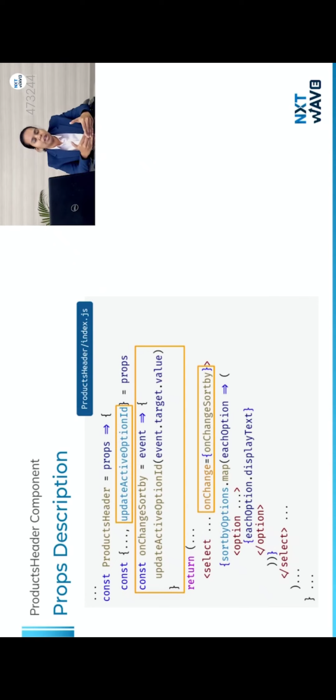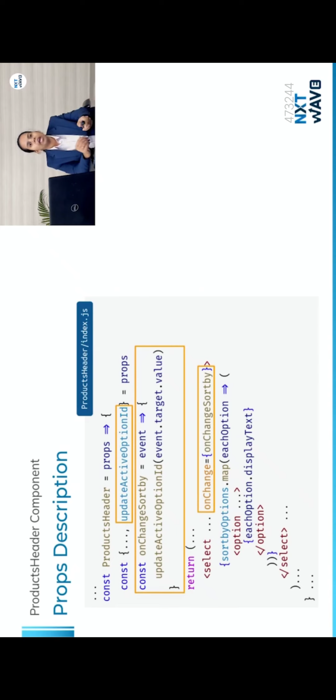So when there is a change in the drop-down selection, this callback function will be called, and appropriately the parent component will get to know about the change in the drop-down option selection. With this, the parent component can get to know about the change. That's the whole objective of this particular prop. We'll get to know more about it as we proceed in the session. If you don't understand it here, you'll be able to easily understand as we proceed further.